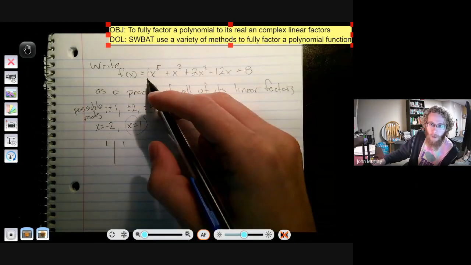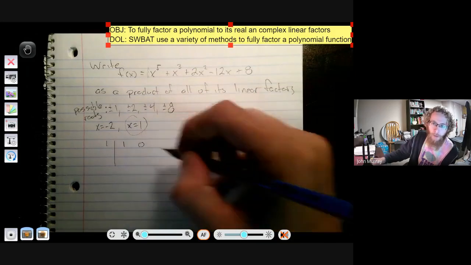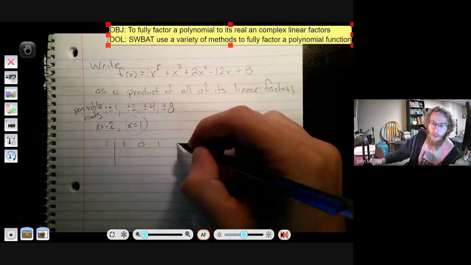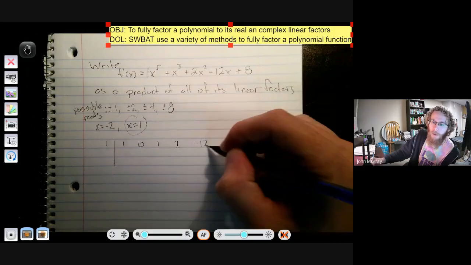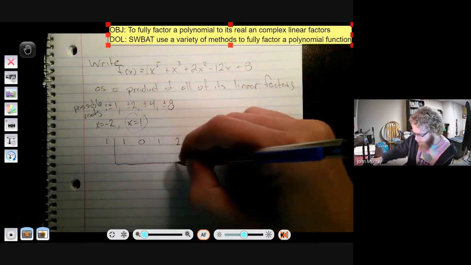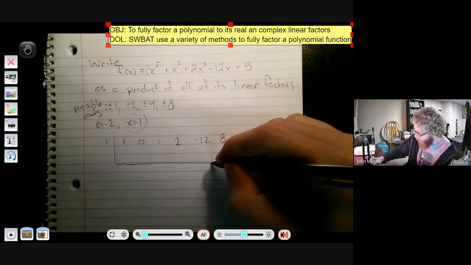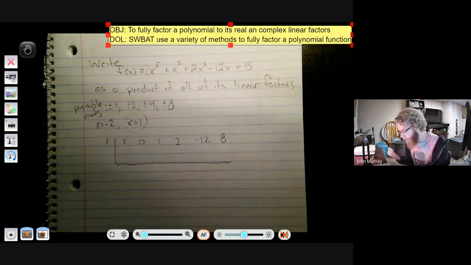So just be careful here, right? You have a 1 here, but you're missing your x to the 4th term, so you need a 0. Another 1, a 2, a negative 12, and an 8. Oh, wow, that shot. I don't know where that ended up.